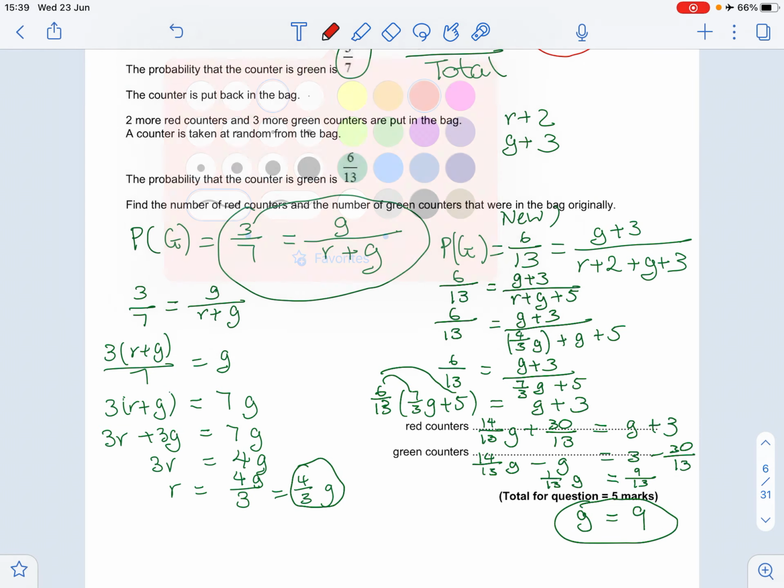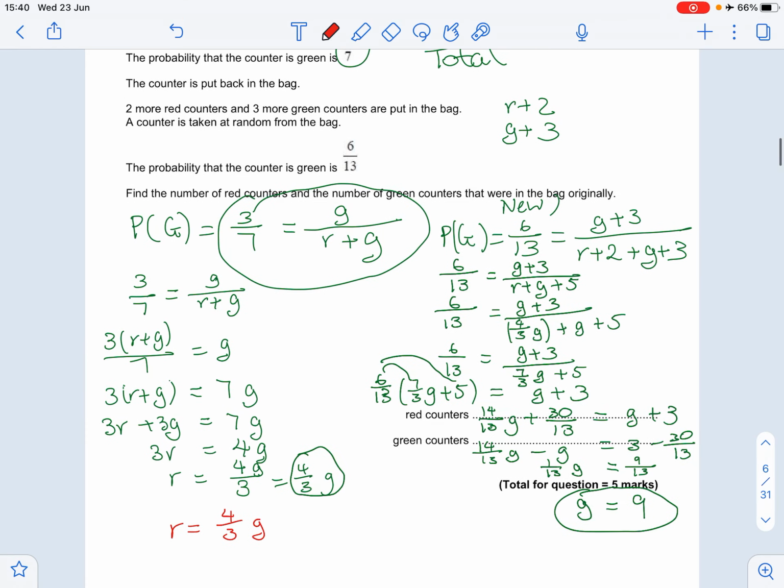Now we can go back to our original. So we know that red is equal to 4 over 3G. We know green counters we have 9. Therefore red must equal 4 over 3 multiplied by 9. And red is 12. So we have 12 red counters and 9 green counters.